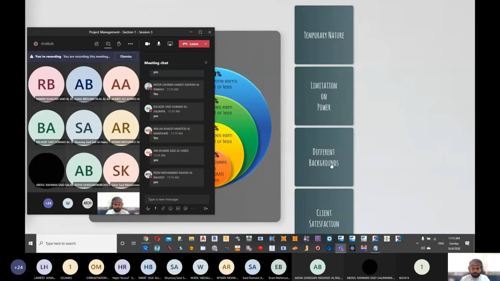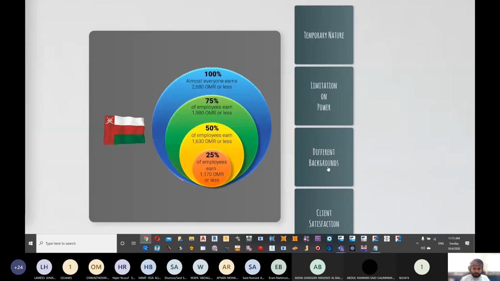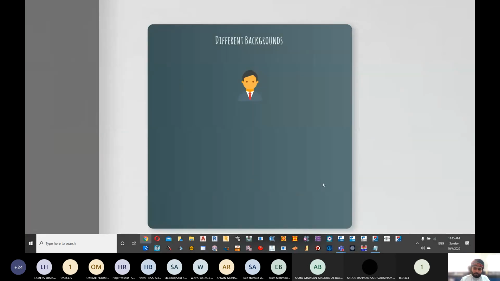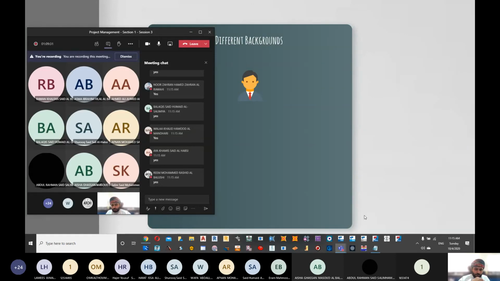Okay. After that, we have different backgrounds. Now, when you have formed your group, is it necessary that you know all of them? Is it necessary that all of them are going to be from your specialization? Is it necessary that you have dealt with them previously? So you are dealing with different backgrounds, right? You cannot say I'll not deal with this person because I didn't deal with him previously. Are we okay?